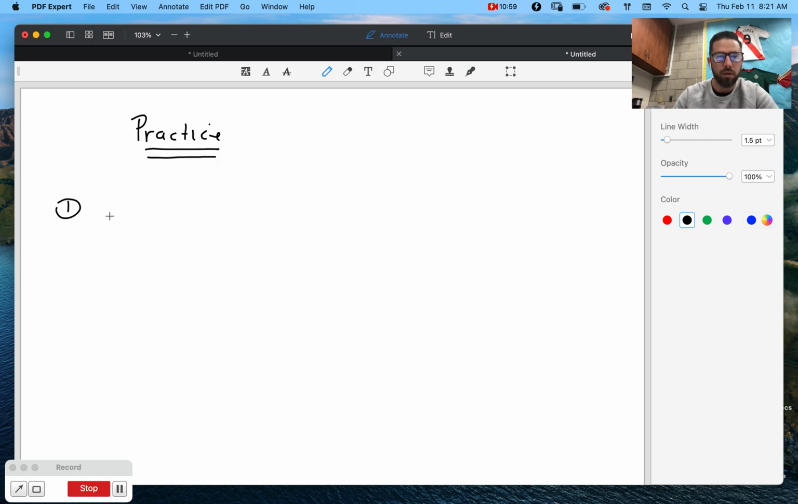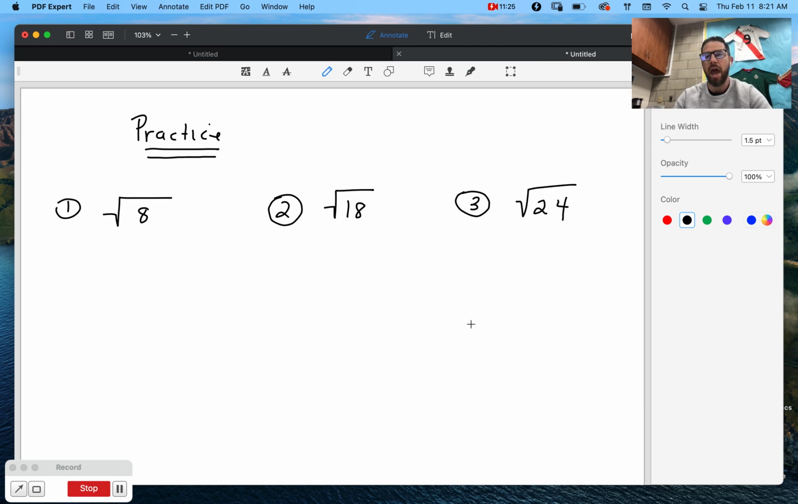Okay, 1 is the square root of 8. 2 will be the square root of 18. And 3 will be the square root of, this one will be tricky, but that's okay. Let's do 24. Okay, so see if you can do these. Go ahead and press pause. See if you can do them.